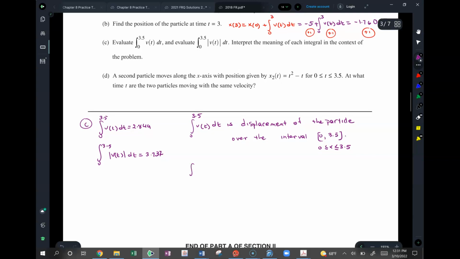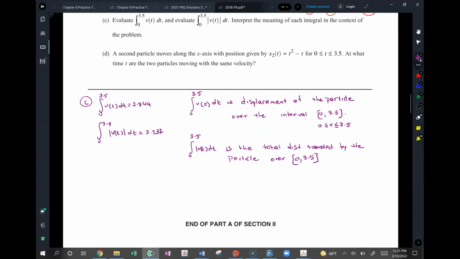I go old fashioned. 0 to 3.5 absolute value v of t dt is the total distance traveled by the particle over 0 to 3.5 in this notation.